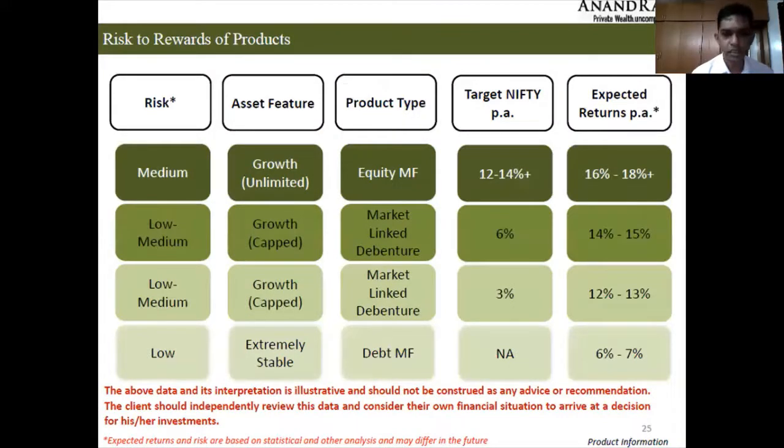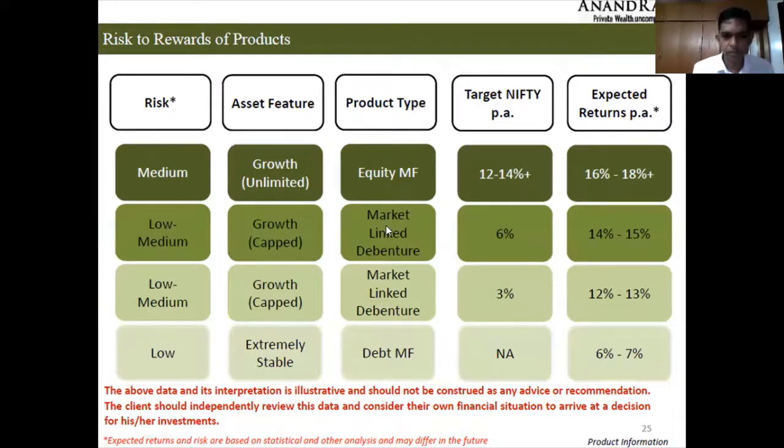Sir, this is the slide. Now, sir, in this, it talks a little bit about the market-linked debenture. Now, sir, I'll just go line by line. With equity mutual funds, sir, with a movement of Nifty of 12 to 14%, it has a return potential of generating 16 to 18%, sir. By getting that higher 3% outperformance, we can come close to that 17, 18%, sir.